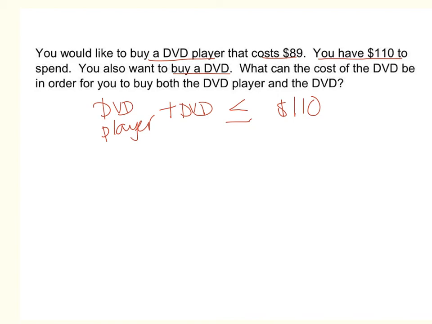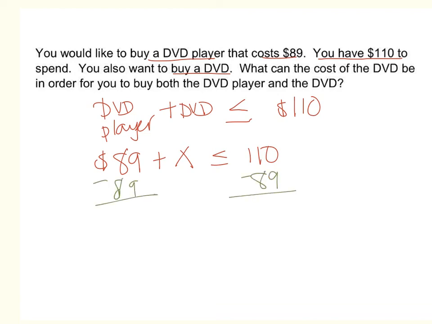Now, let's fill in what we know. The DVD player costs $89 plus the price of the DVD, which we don't know, so we'll call that X. Together, those two amounts must be less than or equal to $110. Now, let's solve. Let's take away 89 on both sides. 110 minus 89 is 21. So we have x must be less than or equal to 21. That means that we can buy a DVD that costs $21 or less than 21.